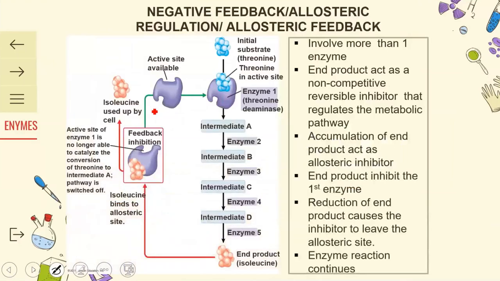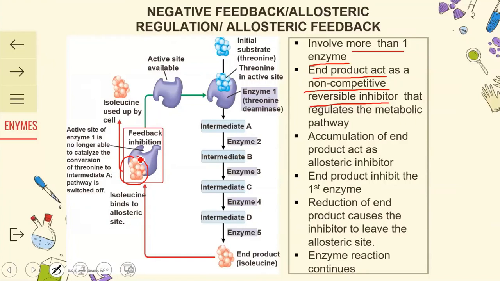So this is the example of the allosteric feedback inhibition or end product inhibition. End product inhibition is a form of inhibition mechanism. The allosteric feedback inhibition involves more than one enzyme. And then the end product acts as a non-competitive reversible inhibitor which binds to the allosteric site and then it will prevent the substrate binding.